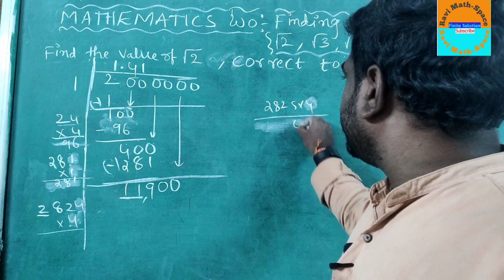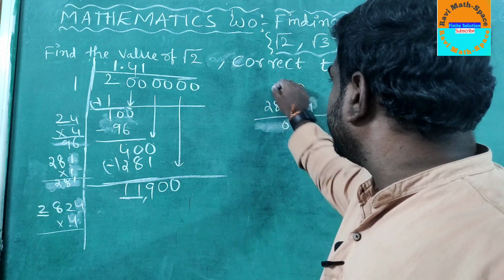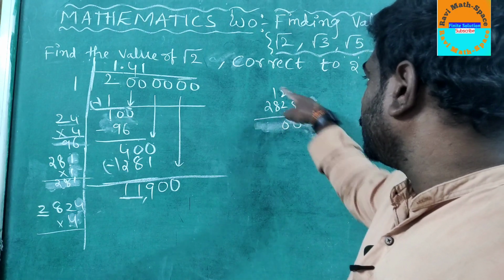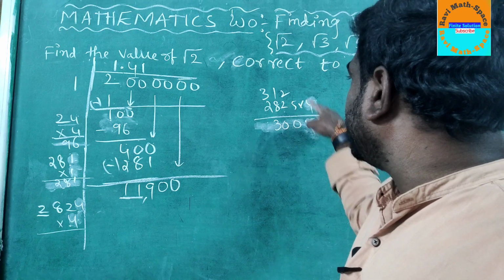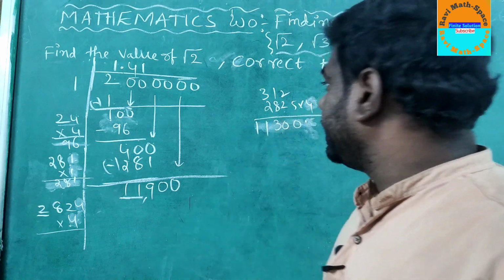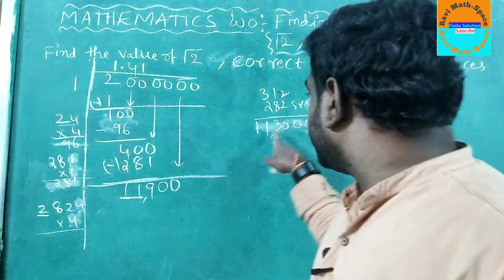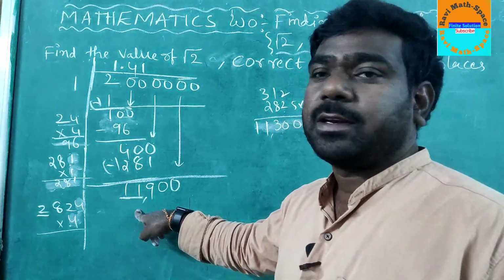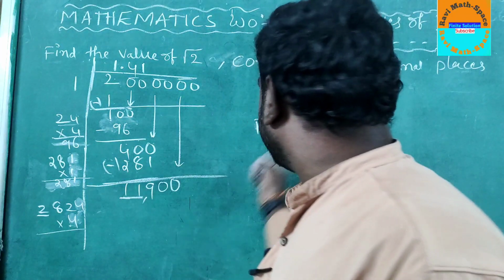So 4 5s are 20. 4 2s are 8, plus 10 means here 8. 4s are 32, plus 3, 33. Now 2 4s are 8, 8 plus 3 is 11. So this is the nearest to this one. So 4 square is suitable here. So what answer coming here?